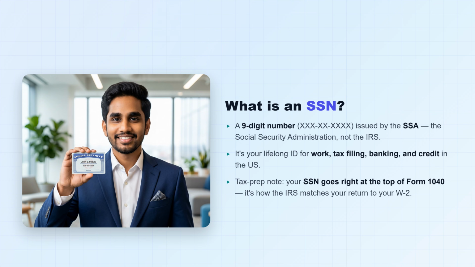First, what is an SSN? It's your Social Security number, a 9-digit number, in the format 3 digits, 2 digits, 4 digits. It's issued by the SSA, the Social Security Administration, not the IRS. That's a common mix-up. Think of it as your lifelong ID in America. You need it for work, for filing taxes, for banking, and to build credit.